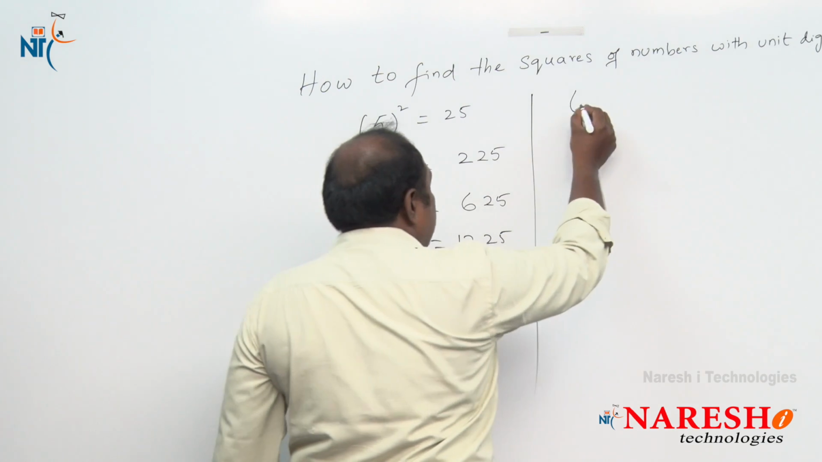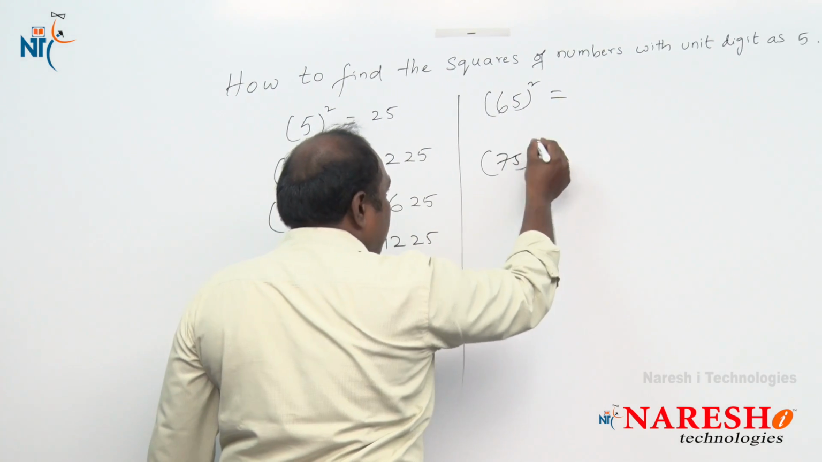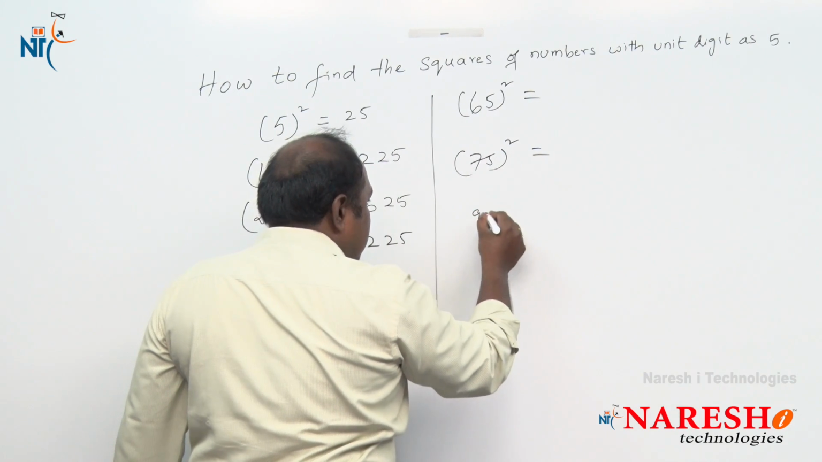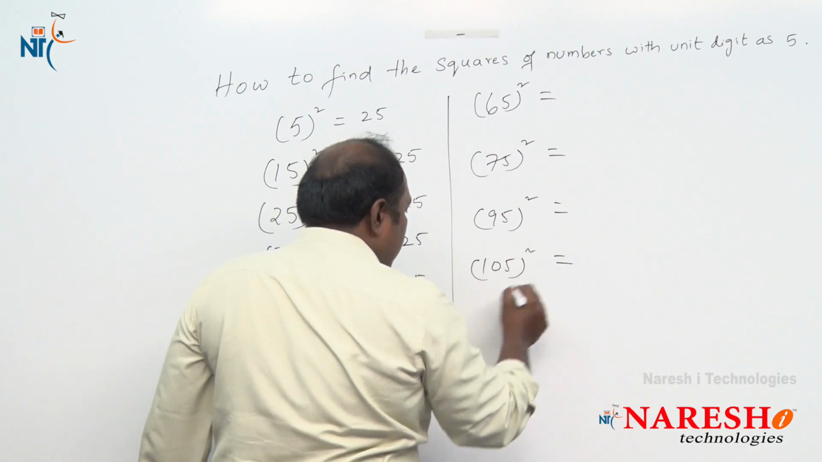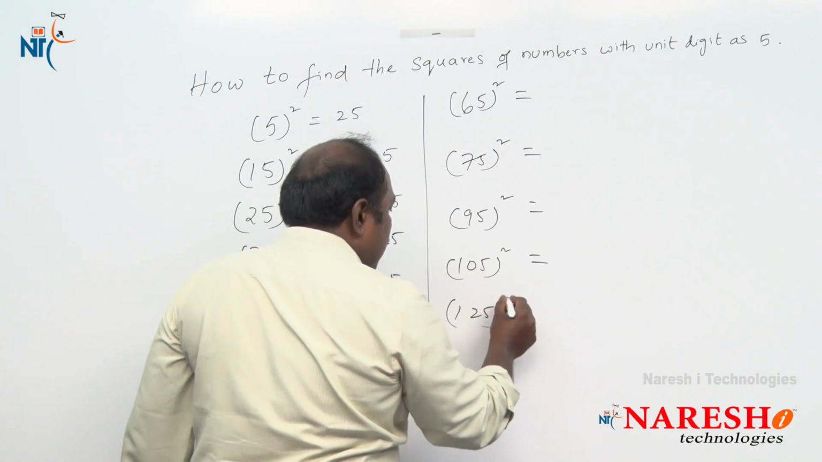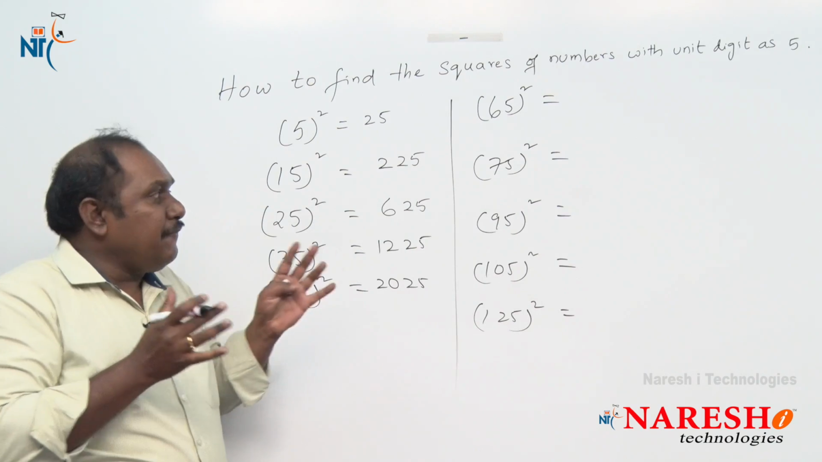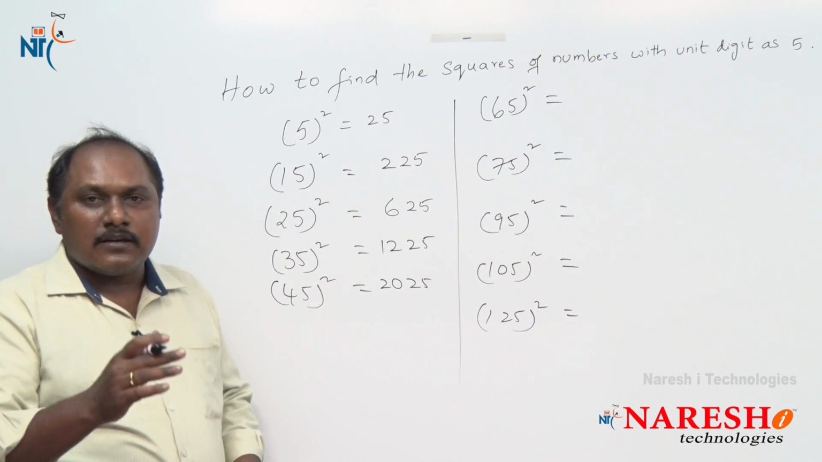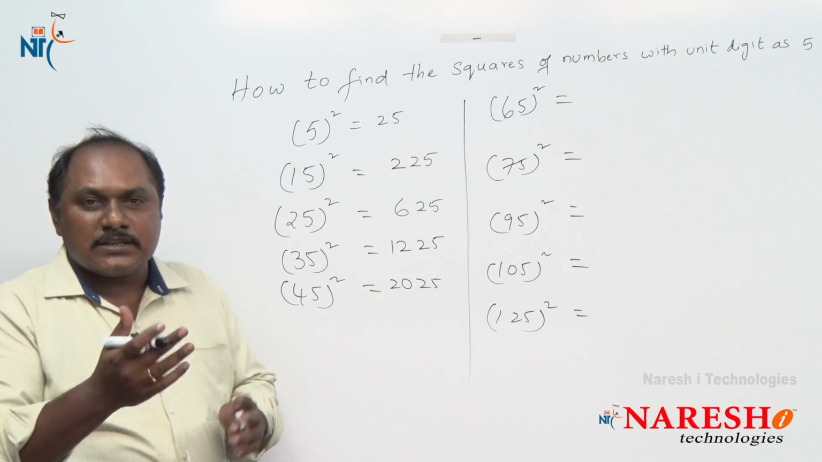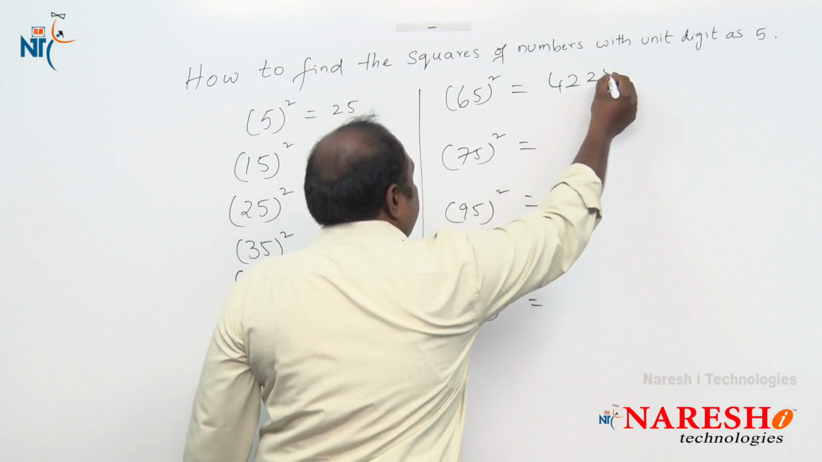Now let's take some examples for you to practice. 65 square, 75 square, 95 square, 105 square, 125 square, and so on. Now 65 square, directly your answer: 6 multiplied by 7, 6 into the next number of 6. 6 into 7, 42. Answer 4225.